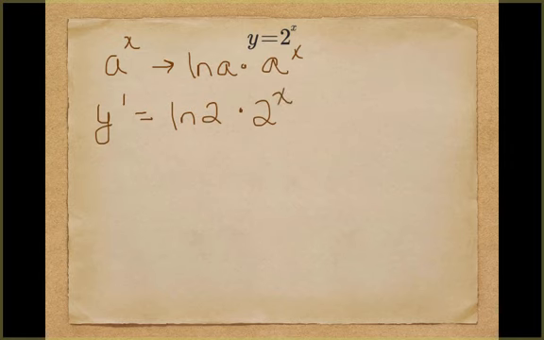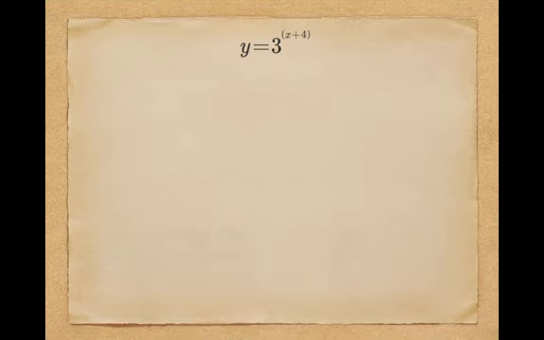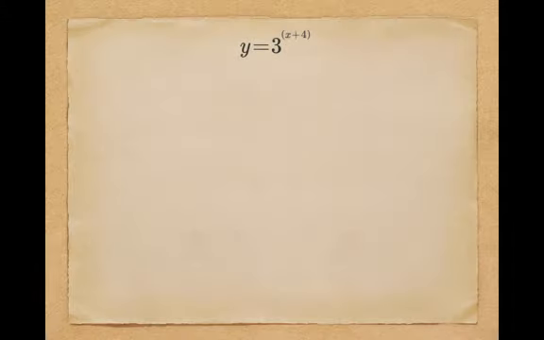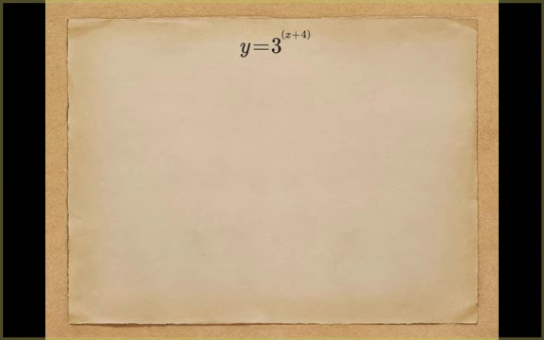Okay, so let's try another one. I have y equals 3 raised to the x plus 4. So we know our rule for 3 to the x would be the natural log of 3 times 3 to the x. But this time we have more than just x up there. We have x plus 4, so we do have to use our chain rule. So u equals x plus 4, and u prime equals 1.